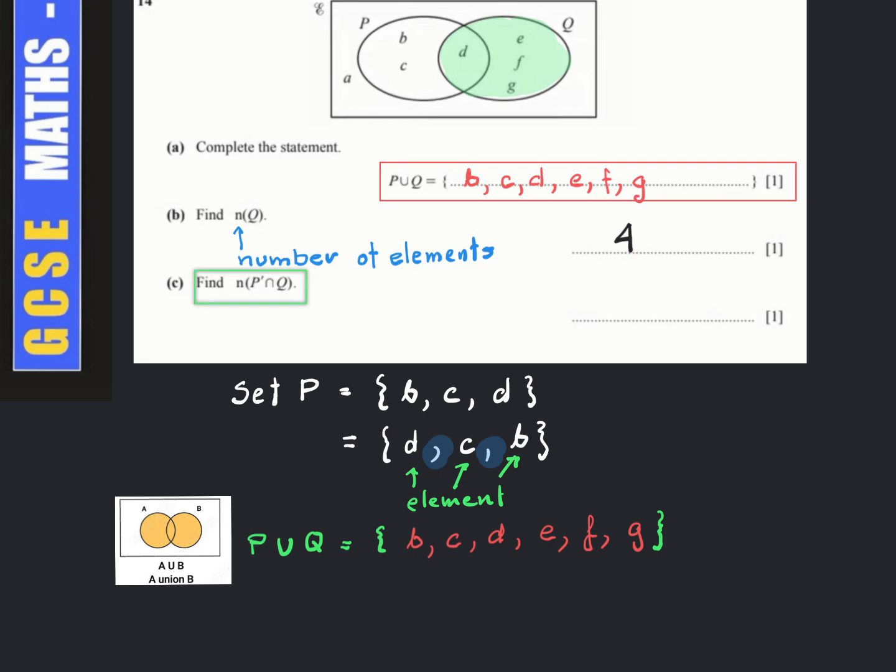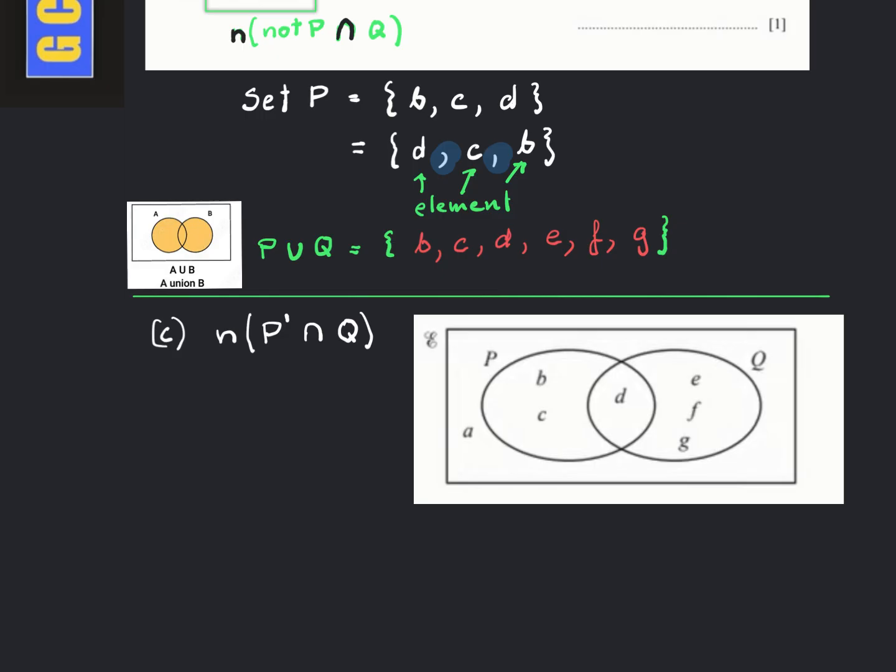Now to the last question. We want to know again the number of elements, but this time we need to look at the set not P intersection Q. Now this time I know I can't expect you to remember what this not P intersection Q looks like, so I'm going to show you how to work it out. So the first thing you're going to look for is whether it's a union or an intersection. Well, it's definitely an intersection.